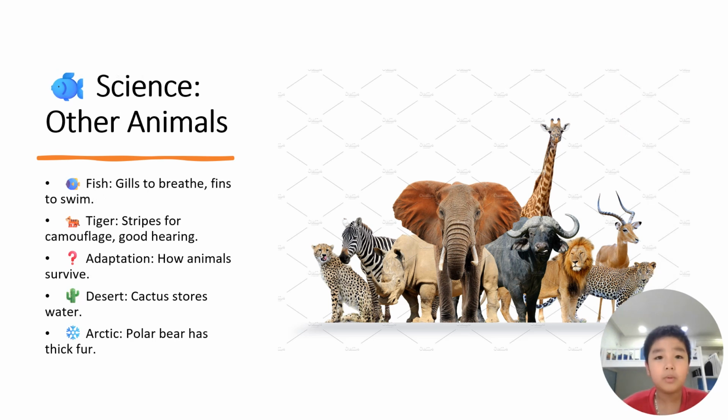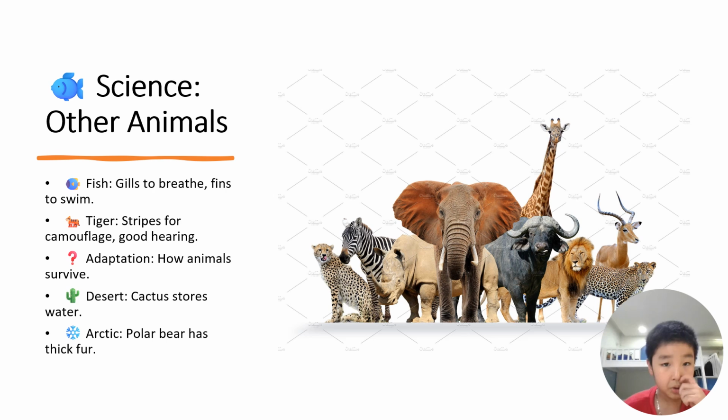It's not just birds that are adapted to their habitats. Fish have gills to breathe underwater and fins to help them swim. Tigers have stripes to help them blend in with the forest, and they have good hearing. These are all examples of adaptations: how animals have special features to help them survive in their environment.